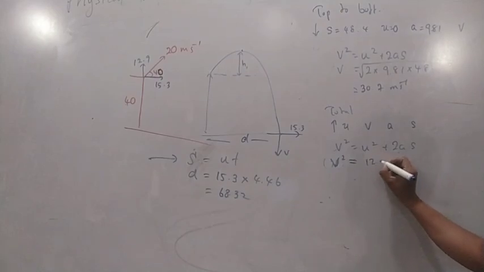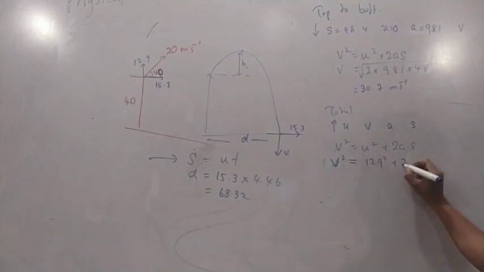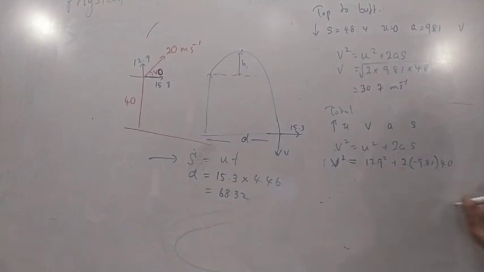12.9 squared plus 2 into minus 9.81 times 40. What is this value? Is it minus or something? 400. It's coming as minus value, right? Oh wait, displacement was minus. Yeah, then it's okay.